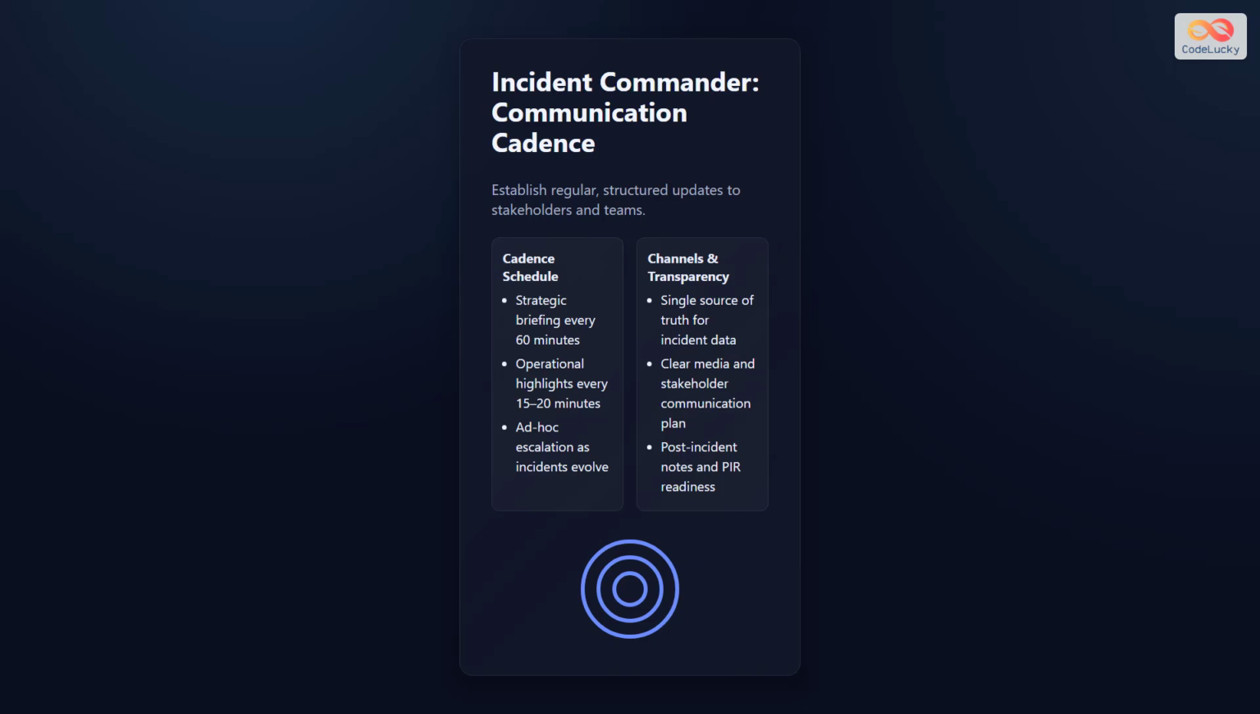When an incident is declared, the incident commander takes charge immediately. They establish incident channels and bring together the necessary teams. They define the incident severity, which determines how many people are involved and how urgently the issue must be resolved. They establish a bridge call where all technical teams can communicate in real time. And they set clear objectives for what success looks like and what timeline they are aiming for.